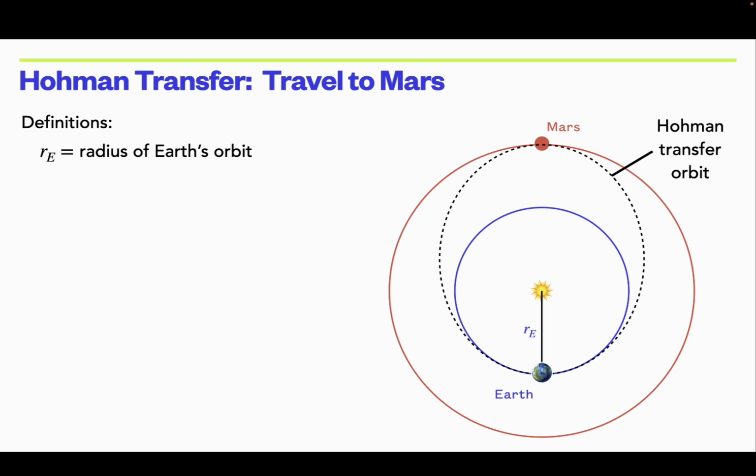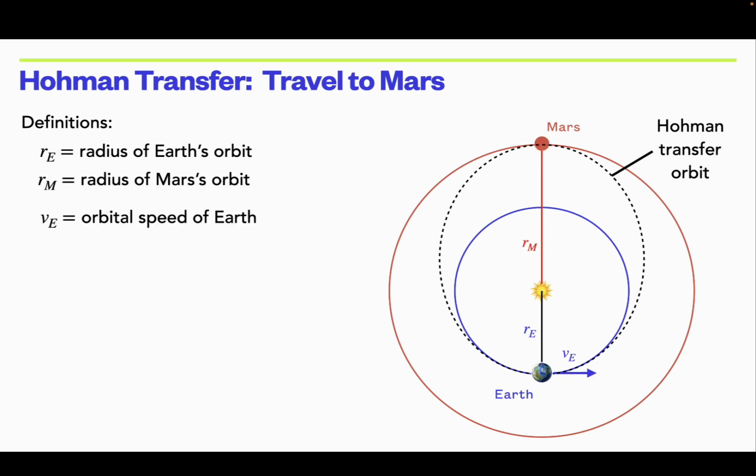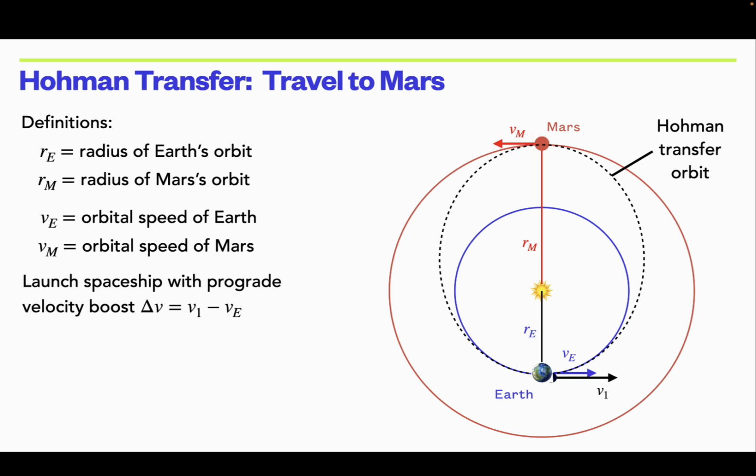All right, so let's make some definitions. R_E will be the radius of the Earth's orbit. R_M is the radius of Mars's orbit. V_E is the circular speed of the Earth. We're going to assume that the Earth and Mars are going around the Sun in circular orbits to make the calculation simpler. JPL scientists don't make that simplification. They take their actual orbit. V_M is the circular velocity of Mars. And we'll say that delta V is going to be that little boost that you give the rocket to kick it into that orbit.